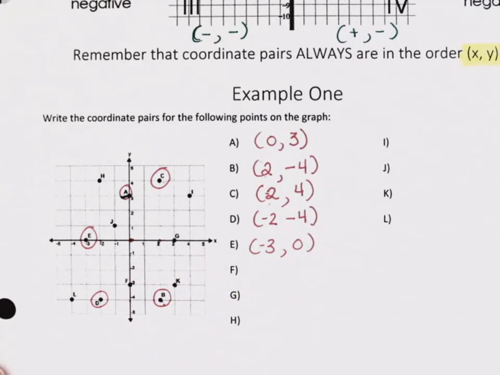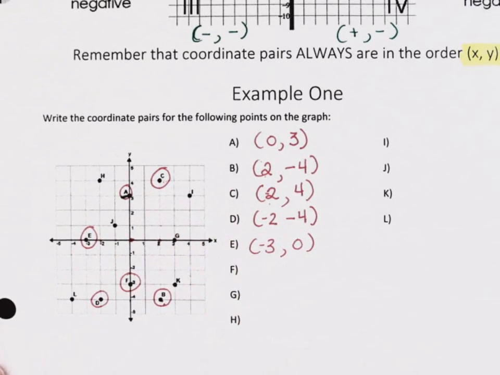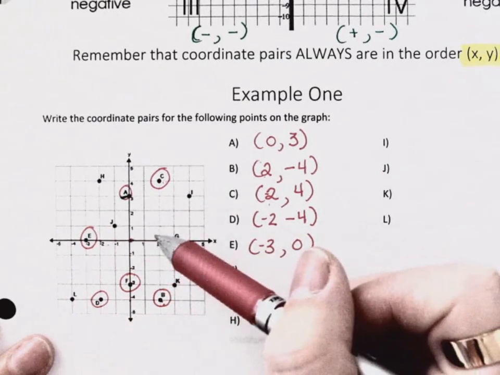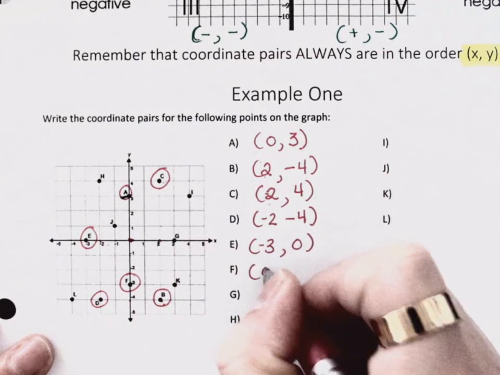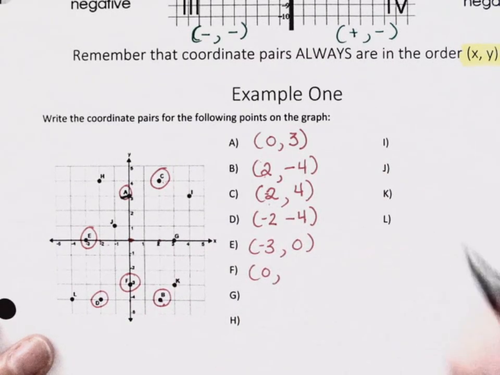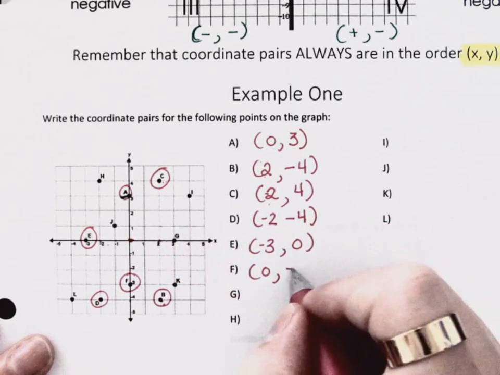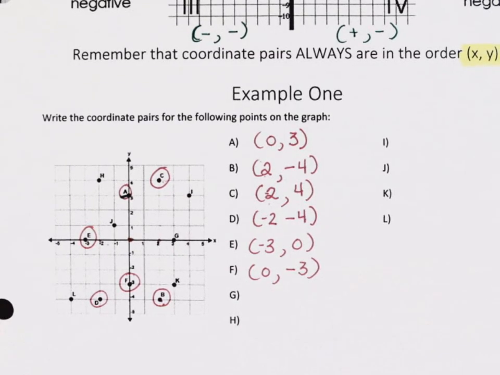Anybody see an F on here? There it is. Whew, my eyeballs. All right, so there's F. Same sort of thing as A. We didn't move either left or right off the origin, so my F x value is 0. But I have moved 1, 2, 3 down, so that's going to be at negative 3. So once you get the hang of it, it goes a lot faster.